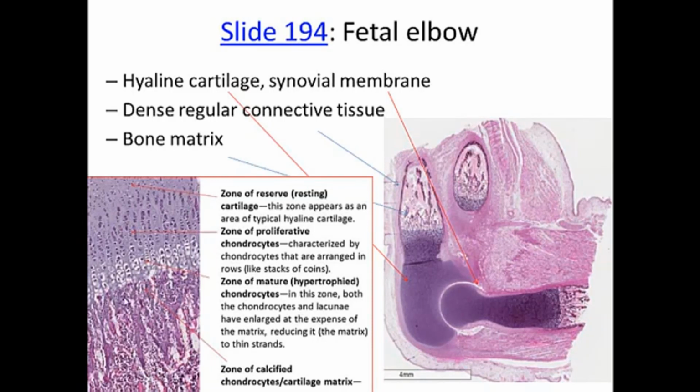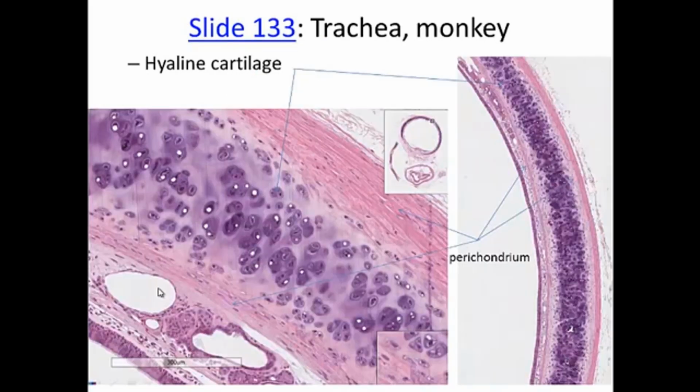And that kills these cells here. The osteoclast, the macrophage-like cell, moves in and eats that up, and it's replaced by bone. And we'll talk about that later on at the epiphyseal plate.